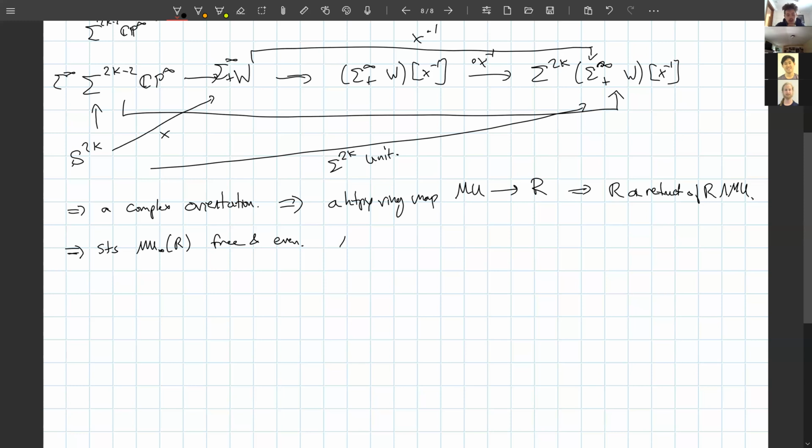Now the MU homology of R is the MU homology of W with this class X inverted. And then by an Atiyah-Hirzebruch spectral sequence or something, W has even and torsion-free homology, and even MU homology.